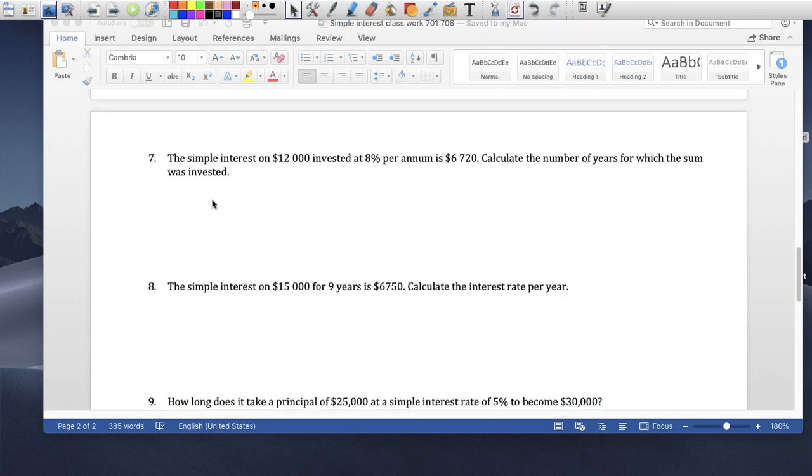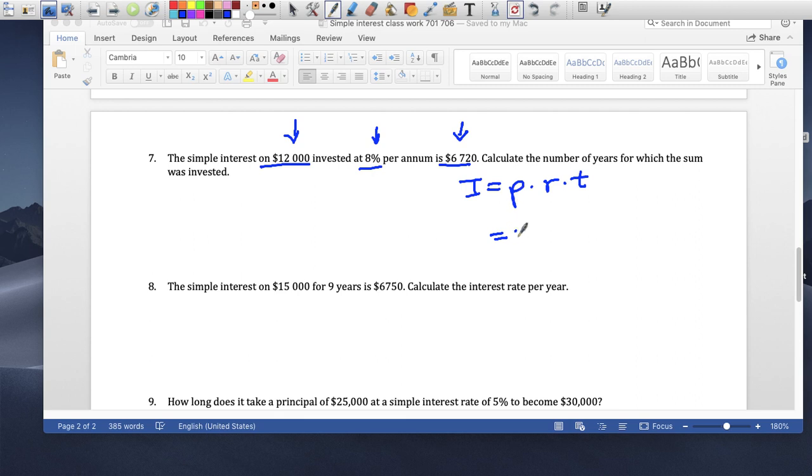7. Okay, so let's start. Always start with I equals P times R times T. So the simple interest on 12,000 invested at 8% per year is 6,720. Calculate the number of years for which the sum was invested. So I put this much money in and I made 6,720. How long did I leave the money in the bank?